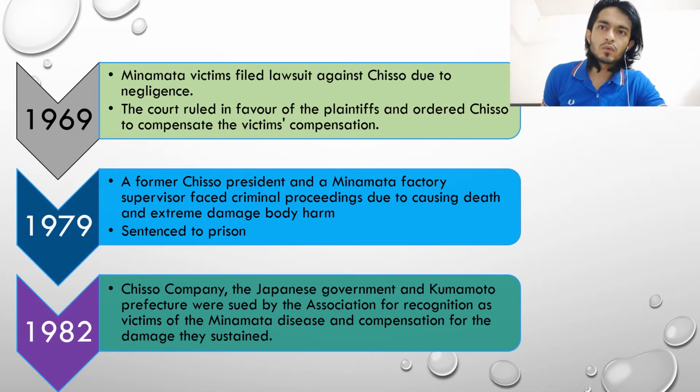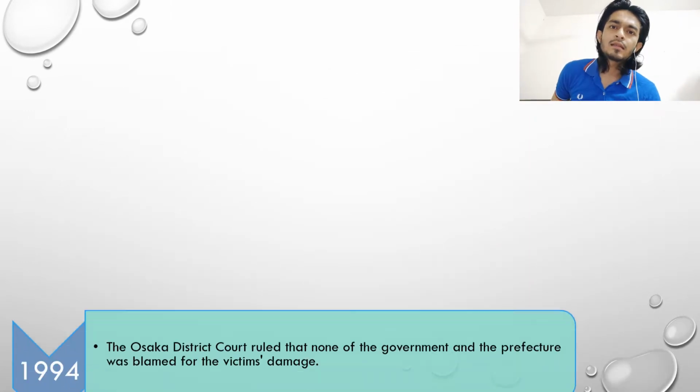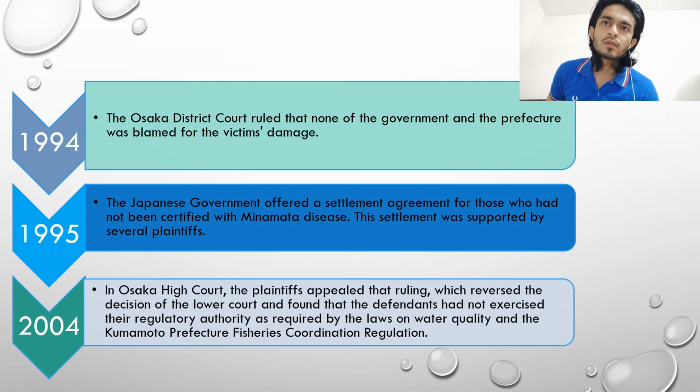In 1982, Chiso Company, the Japanese government and Kumamoto Prefecture were sued by the association for recognition as victims of Minamata disease and compensation for the damage they sustained. In 1994, the Osaka District Court ruled that neither the government nor the prefecture was to blame for the victims' damage. In 1995, the Japanese government offered a settlement agreement for those who had not been certified with Minamata disease. The settlement was supported by several plaintiffs.